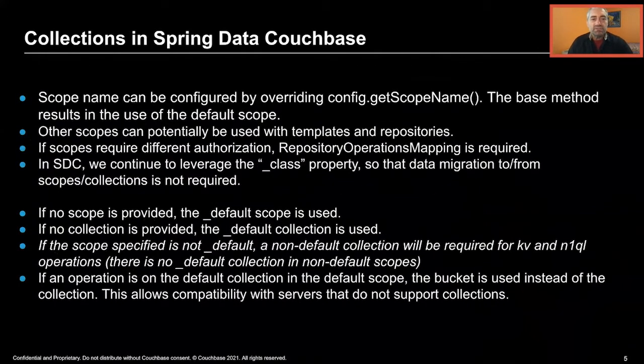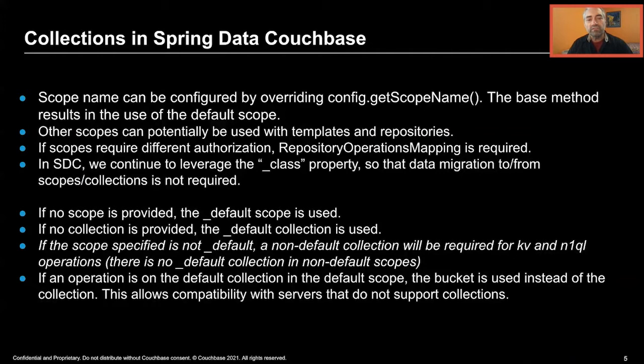In collections in Spring Data Couchbase, the scope name can be configured in the getScopeName method. So the base method results in the use of the default scope, the _default or no scope. Other scopes can be potentially used with templates and repositories. So there's APIs on the templates and repositories that we'll get into later, and that will allow you to use different scopes other than the default scope.